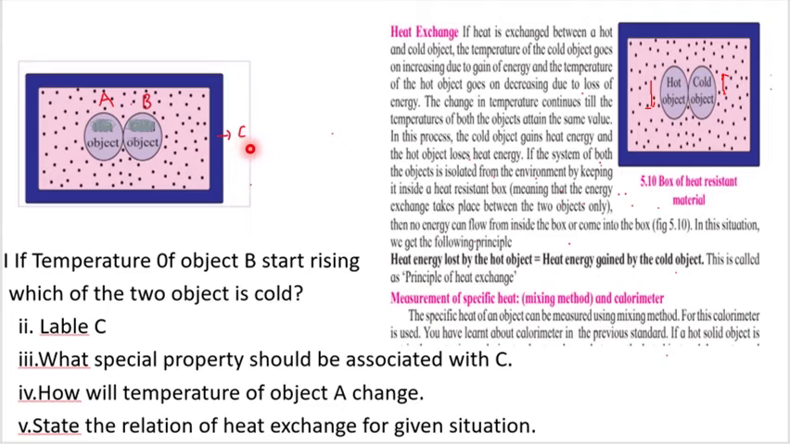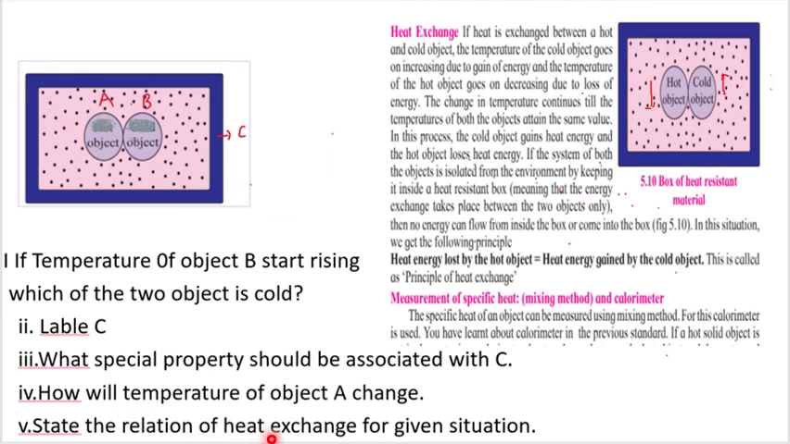Now label C. C is the insulating material. What special property should be associated with C? Due to the insulating material, no energy can flow from inside the box to the environment, or enter from the environment into the box. So the temperature change takes place between the two objects only.